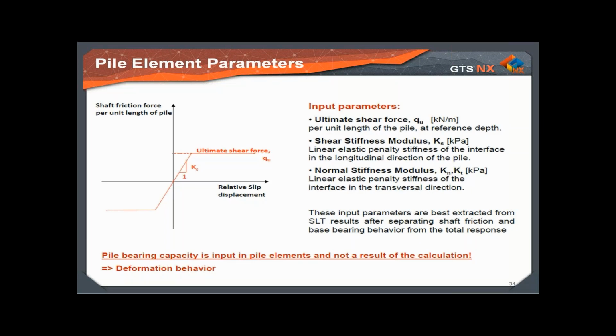So you have Ks, the elastic linear penalty stiffness along the pile describing the skin friction, and you have two penalty stiffnesses in the transversal direction. These types of piles are designed in principle for axial loading. That is why you see the ultimate shear force and the Ks in the longitudinal direction, which is the axial direction of the pile. However, in the lateral direction, there is nothing preventing you from also applying lateral loads.